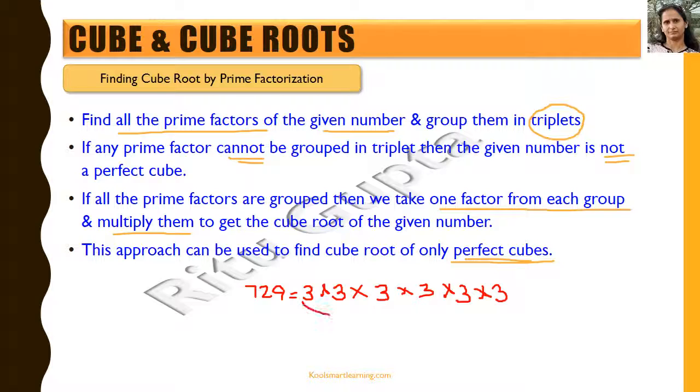Now we group them into triplets. This is one triplet, this is the other triplet. So we take one factor from this group and one factor from this group, and we multiply them together. So we get 9 as the answer, which is the cube root of 729. So this is how we find cube roots using the prime factorization method.